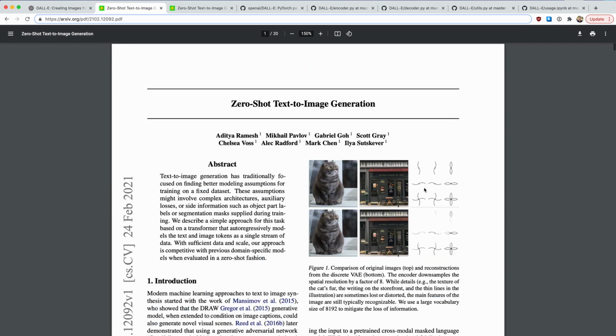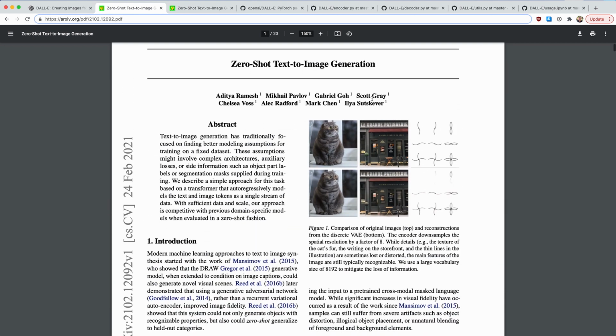Yeah, I had the same impression. I think there are a lot of details here that are really interesting, that are almost orthogonal to the goal of this text-to-image generation.